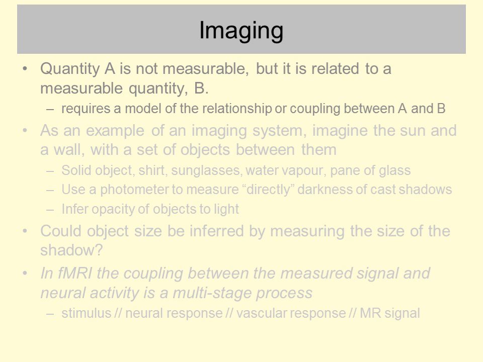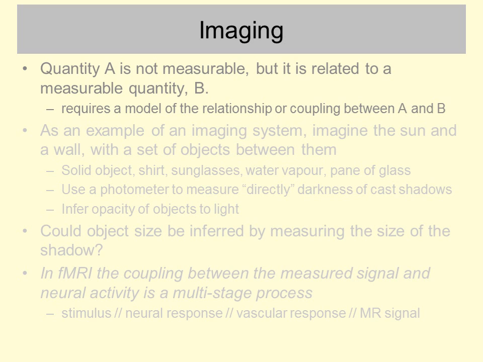If we're interested in quantity A to answer our scientific question, but we don't have a way of measuring quantity A, we may often find that we're able to measure another quantity B which has some kind of systematic relationship with quantity A. So we're using measurement of B to infer something about the unobservable quantity A. And in order to do this, we need some sort of model of what the relationship or coupling is between A and B. It may not be a simple linear relationship of the sort that you may be used to considering in, for example, multiple regression.